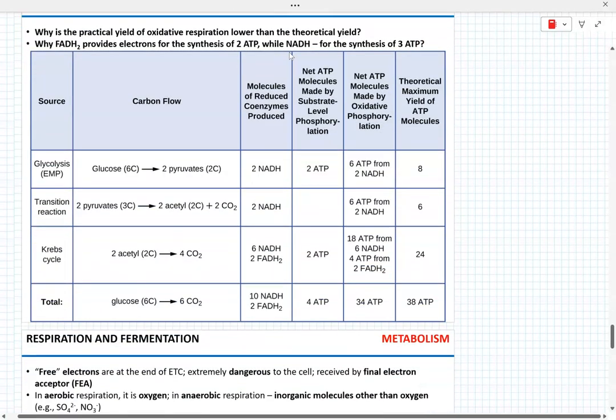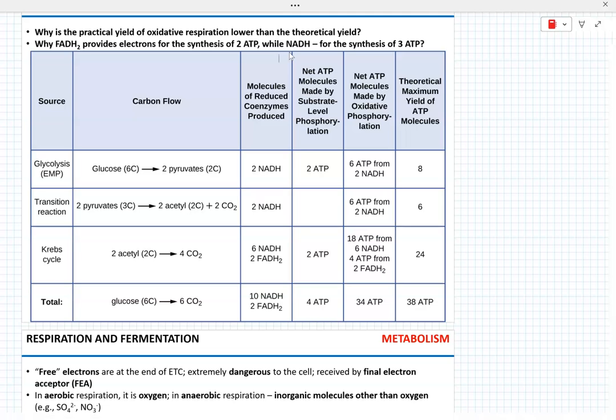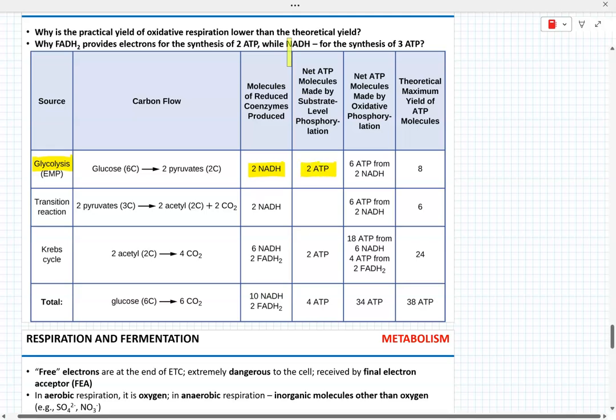This table represents the summary of aerobic respiration. During glycolysis, 2 NADH molecules are produced along with 2 ATP. During the transition reaction, another 2 NADH molecules are produced. In the Krebs cycle, 6 NADH and 2 FADH2 molecules are generated along with 2 ATP. So the total yield of all these reactions is 10 NADH, 2 FADH2, and 4 molecules of ATP. This is what's produced when the 6 carbons of glucose are converted to 6 molecules of carbon dioxide.